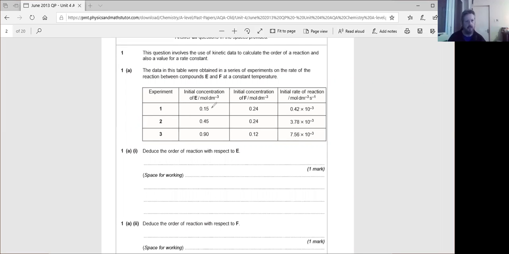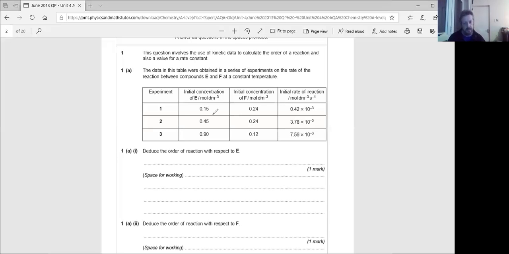This is a question from an AQA paper from June 13, Unit 4, and it's quite an old paper. It's nearly 7 years old now, but kinetics doesn't change, so I think it might be beneficial to go through this and try and clear up this topic which comes under kinetics. We've got a table of results here from some experiments, and they've asked us to calculate the order of reaction with respect to E.